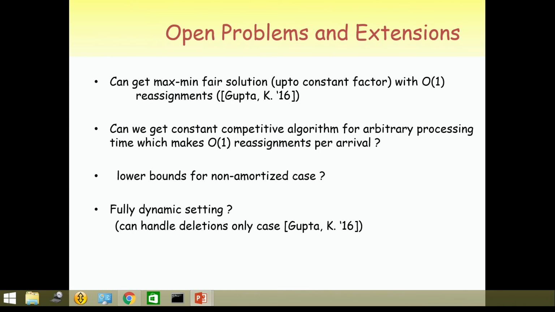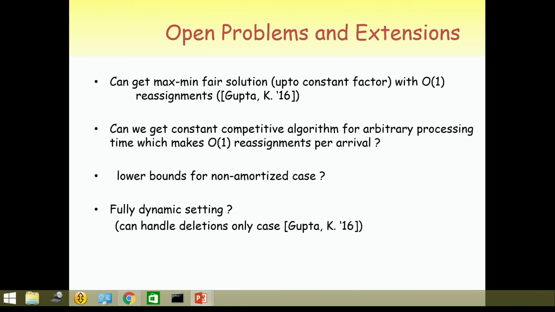Okay, so let me show what else is known here. One can also talk about a more general version where you want to maintain max-min fair assignment. We can also do that with constant, constant in both the parameters. And then one interesting question is, for general job sizes, can one get a constant reassignment, constant competitive algorithm? We don't know how to do that.